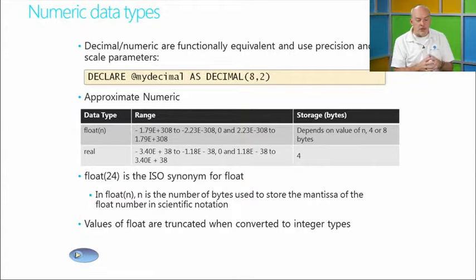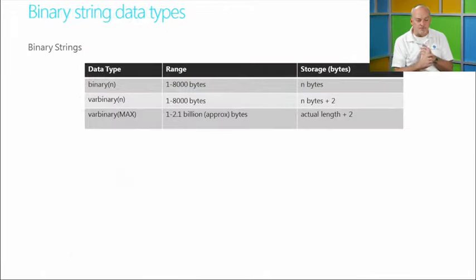We also have the approximate numerics, where we introduce the float and the real. Depending on the type you're using or the value you're storing, it's anywhere between 4 or 8 bytes for the float, and 4 bytes for the real. So it's good for you to understand, as you're deciding what data types to use for the content that's going to be added, the storage size that's going to be consumed and the type of data that you're going to be storing in those columns.